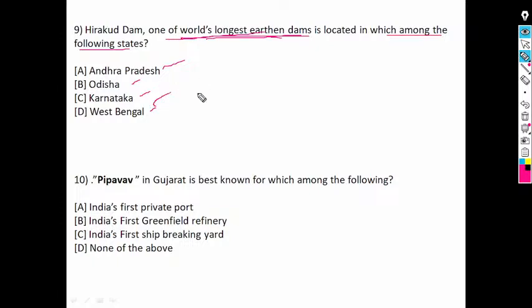Hirakud Dam, the longest. This is in Odisha, none other than our Odisha.